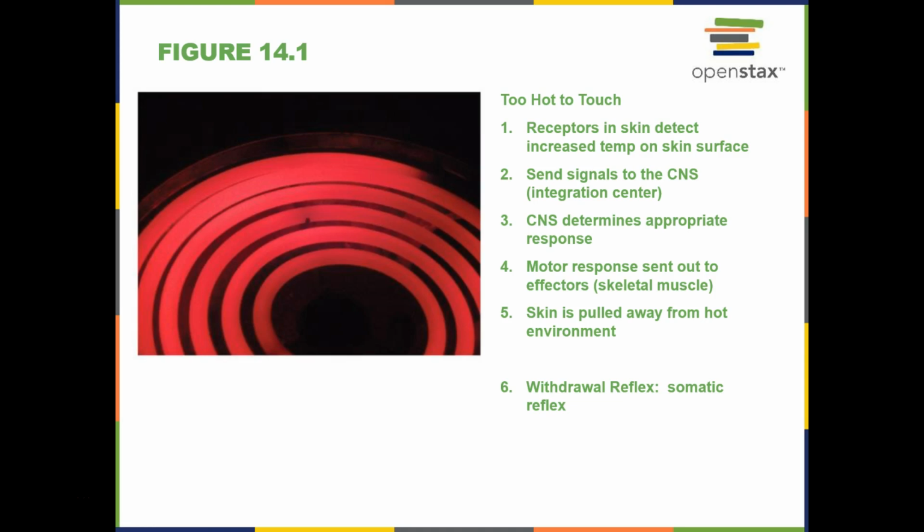occur. The information is then going to move out through the efferent neurons to some effector. The effector in this case would be skeletal muscle, and it's going to contract, moving our body, our skin, away from that environment that's too hot to touch. This is actually a reflex. A reflex in a nutshell is an involuntary, unconscious activity.